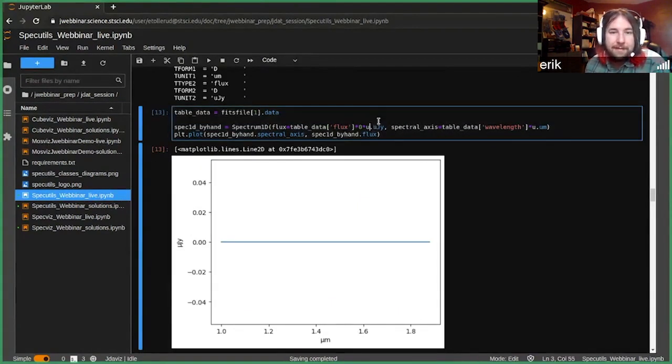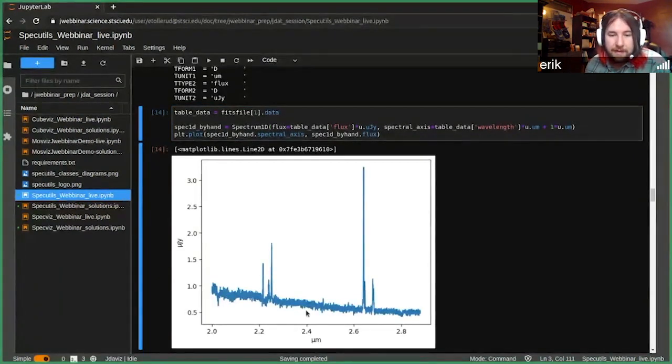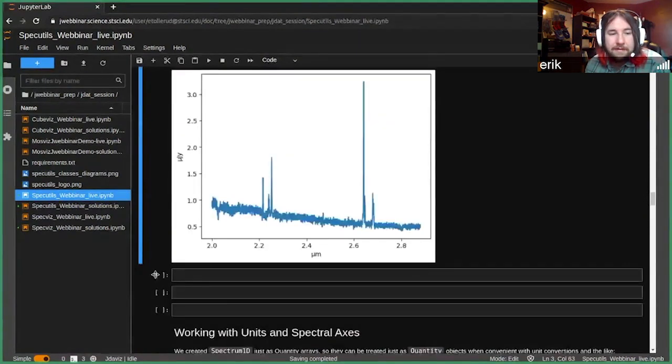No, I have a better example. Let's say you knew something was wrong with your wavelength solution, so you needed to offset it by a micron. You can do something like that, and now the wavelengths are offset, right? So you can use that to do custom things as you load your data in, without relying on the reader to take care of stuff for you.